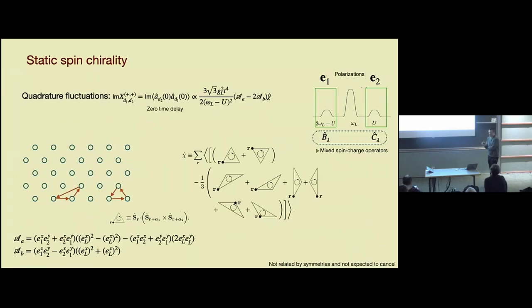Importantly, one may ask, how is it possible that by filtering in the charge sector, we can measure something within the spin sector? The answer is that by looking at zero time delay between the detection events, we can post-select only those configurations where the excitation doesn't spend much time in the charge sector. So even if it's excited there, it should emit immediately due to this post-selection process.